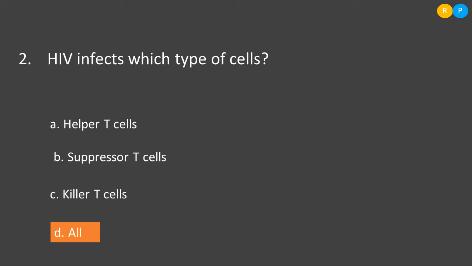So all the types of T lymphocytic cells like helper T cells, suppressor T cells and killer T cells, they get attacked by HIV, so that the person will become very weak. Clear, right? So let us see the option. Option A, helper T cell. Option B, suppressor T cell. Option C, killer T cells. So all these are the different types of T lymphocytic cells. They are infected by HIV. So the correct answer here is option D.